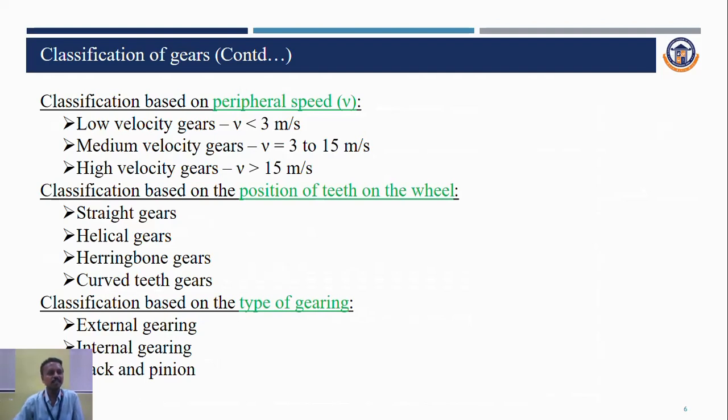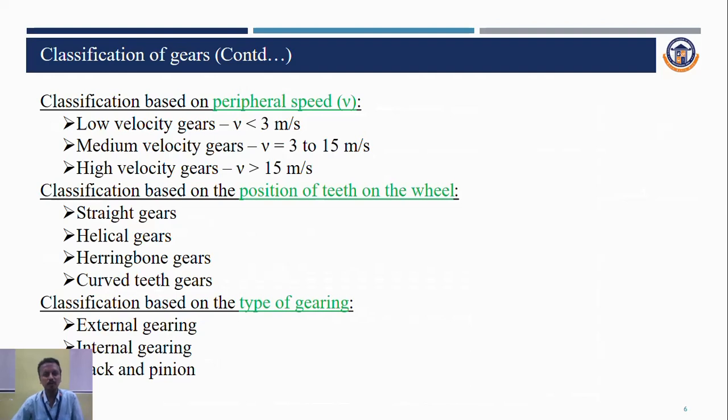Next one will be a classification based on peripheral speed. Low velocity gears have less than 3 meters per second. For medium velocity gears, velocity is 3 to 15 meters per second. For high velocity gears, velocity range is more than 15 meters per second.